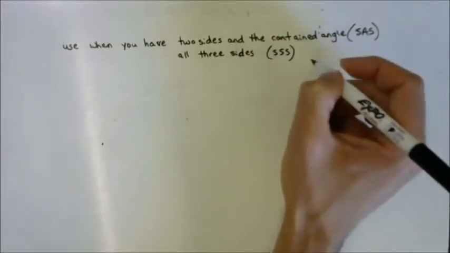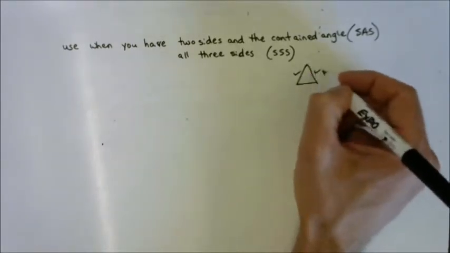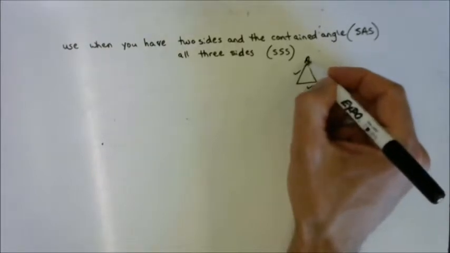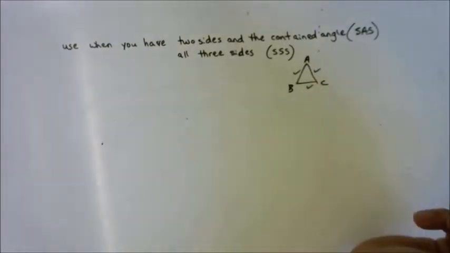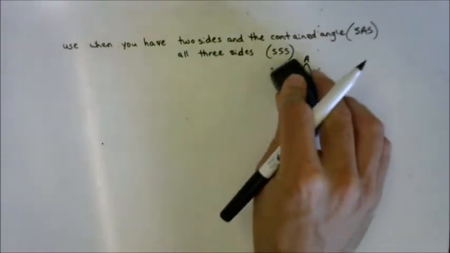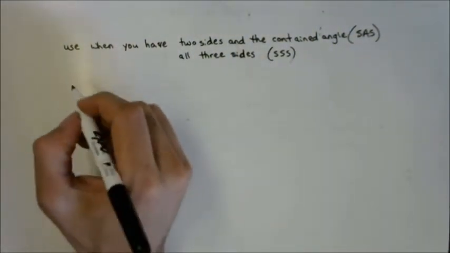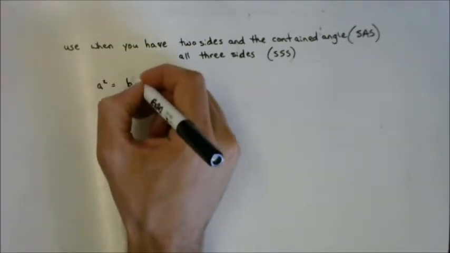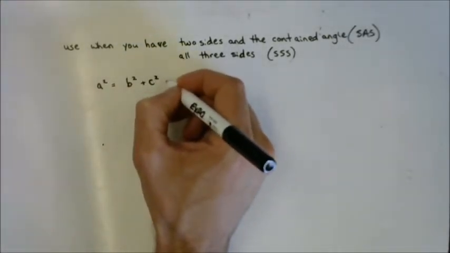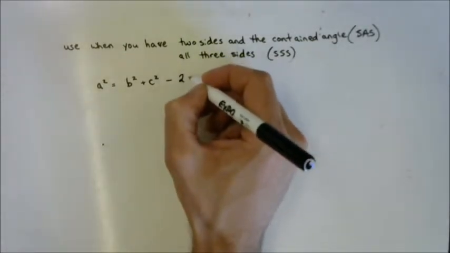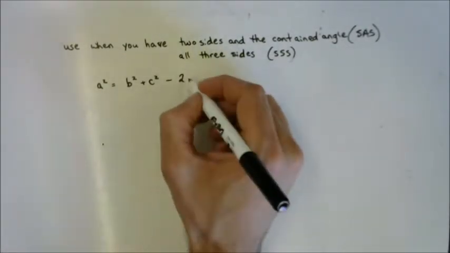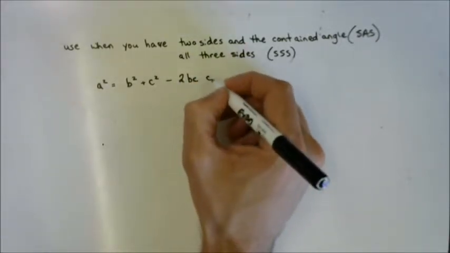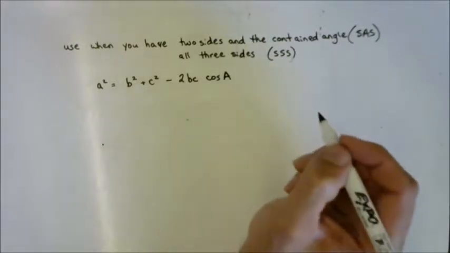Side, side, side. When you have side, side, side, you can use this in a different order to find any one of the angles. Okay? So two applications of the cosine law. And here it is. A squared equals b squared plus c squared minus 2 times the product of b and c, so 2bc, times the cosine of a.